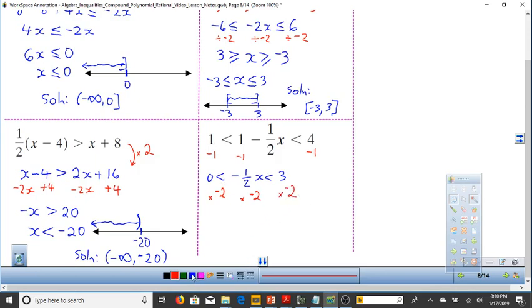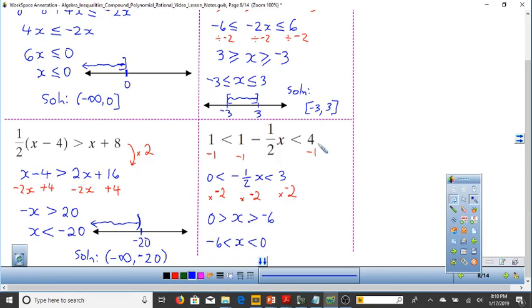When I do that, 0 times any number is 0, but since I'm multiplying by a negative, the inequality reverses. Negative half times negative 2 is positive 1, and then 3 times negative 2 is negative 6, and that inequality gets reversed. We move them the other way around, which should make sense here. Negative 6 is to the left of x, which itself is to the left of 0.